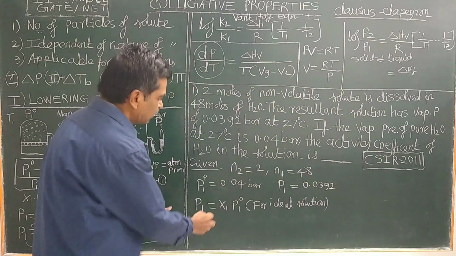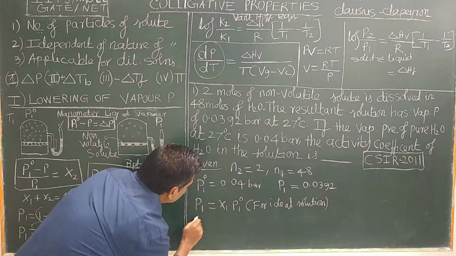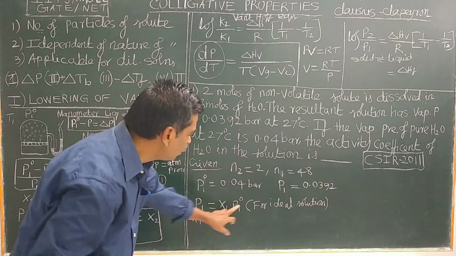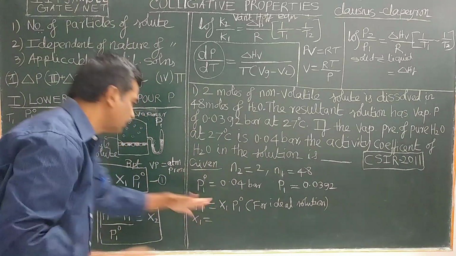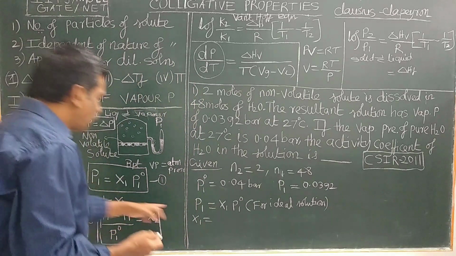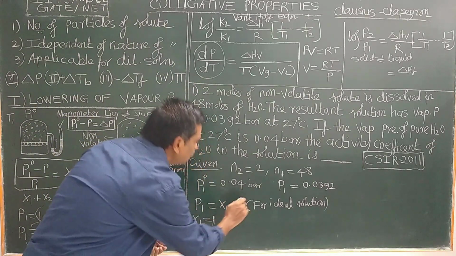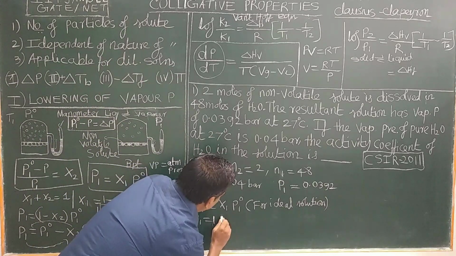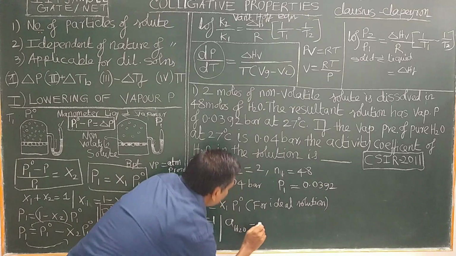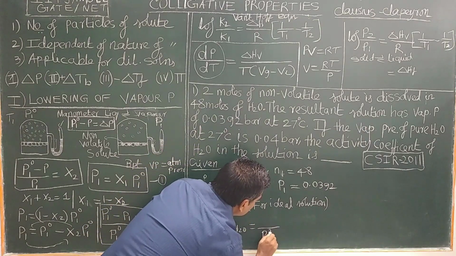For example, if x1 equals 1, the mole fraction is 1, there is no solute, for an ideal solution. Then P1 equals x1 times P1 naught, with x1 equal to 1. Therefore P1 equals P1 naught. Now, the activity of water is equal to nothing but P1 by P1 naught.